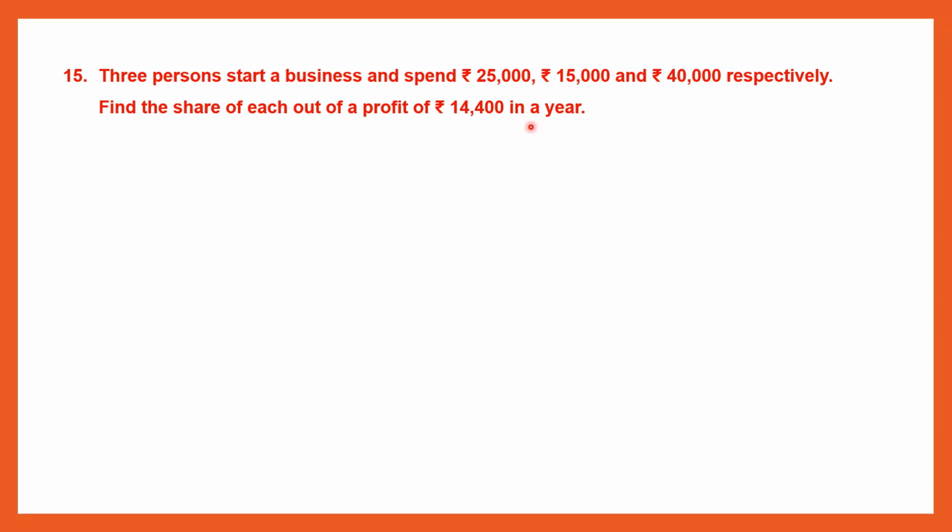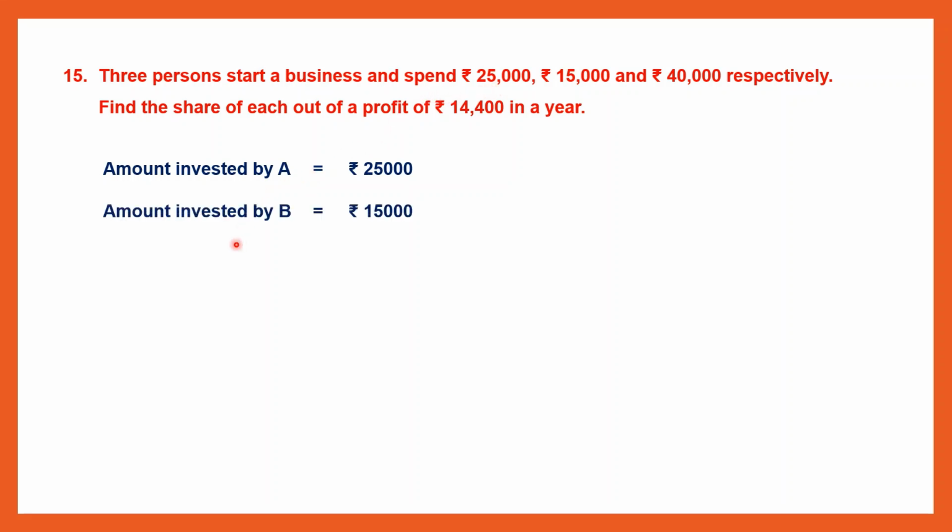Okay, so let's write what is given to us first. So here we have been told the amount invested by A is 25,000 rupees. Amount invested by B is 15,000 rupees and the amount invested by C is 40,000 rupees. Now we have to find the share out of this profit, isn't it? So now we have to first find the ratio of these three numbers. Ratio between these three numbers.